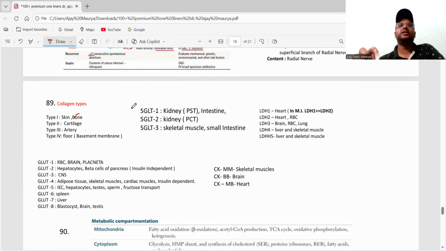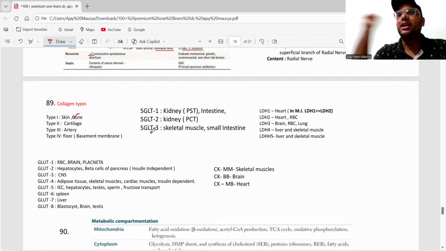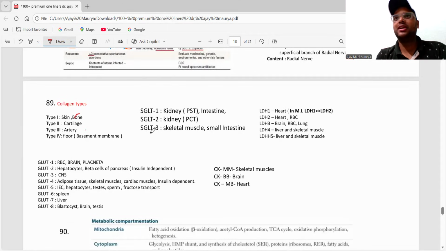SGLT1, SGLT2, SGLT3. SGLT1 at the PCT of the kidney and the intestine. SGLT2 at the PCT of the kidney. SGLT3 in skeletal muscle and the intestine. Can you tell me what is the drug which inhibits SGLT2? Comment.